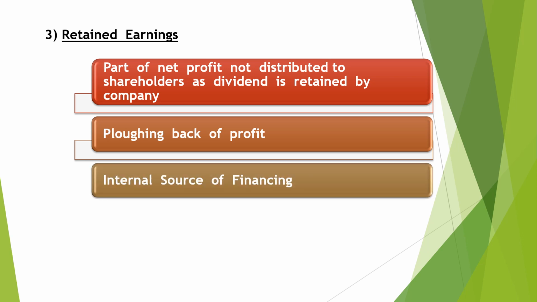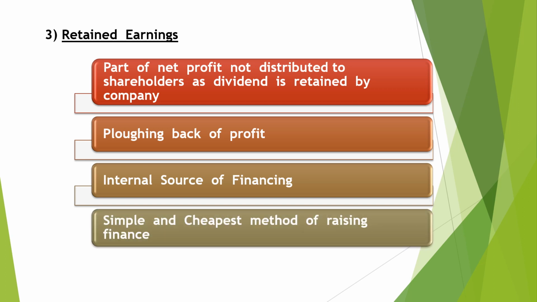Retained earnings are also called an internal source of financing because the company did not borrow from anybody else from outside. It manages to finance its business activities for growth from the retained earnings itself. It is considered to be the cheapest and the simplest method of raising finance because the company did not pay any interest for the same.